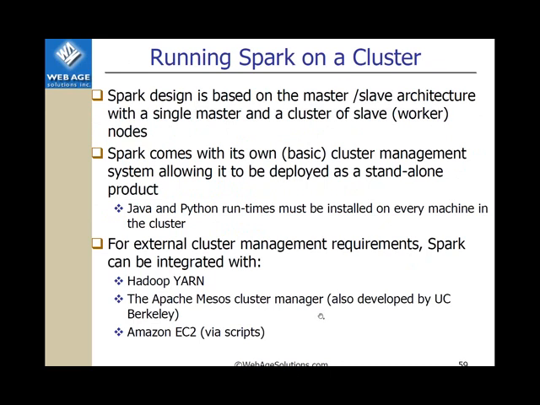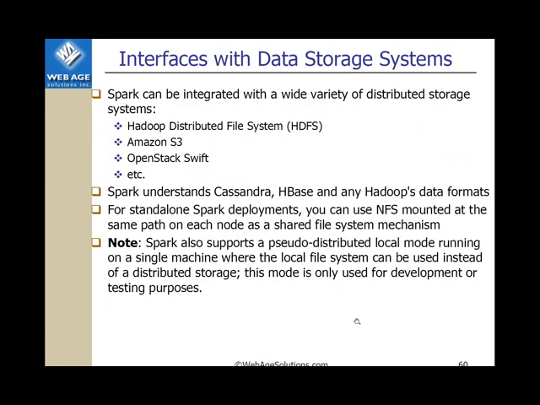That's important, right? Spark has a really good selling point that it's very diverse. It supports multiple storage types and cluster management requirements. It supports HDFS, S3, OpenStack, what have you. Formats from Cassandra and HBase are also supported. So Spark essentially positions itself as a system which is quite versatile.